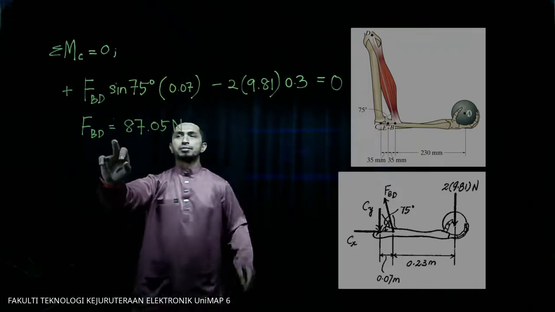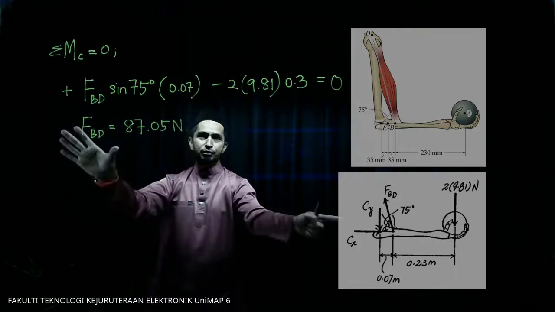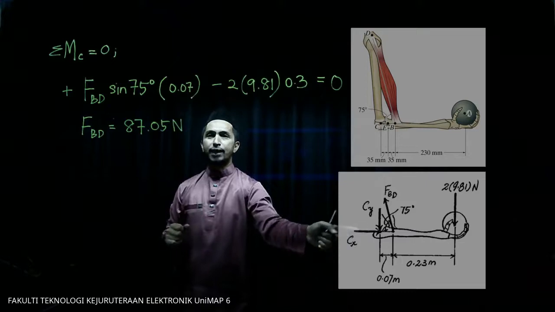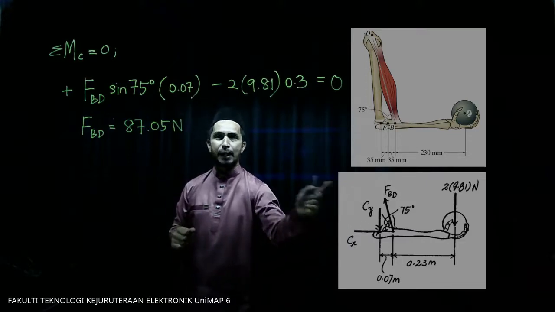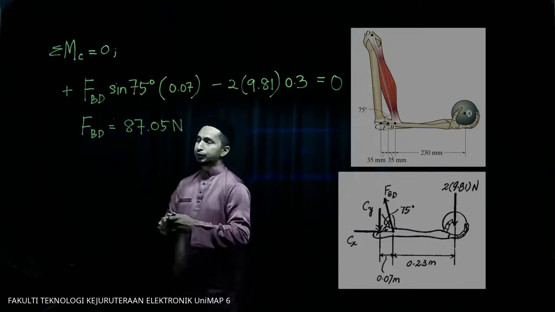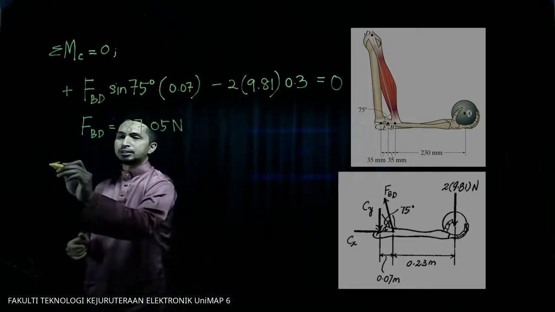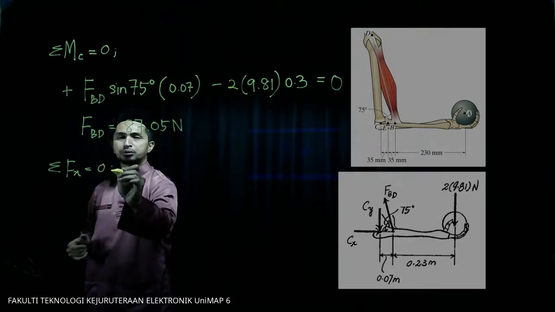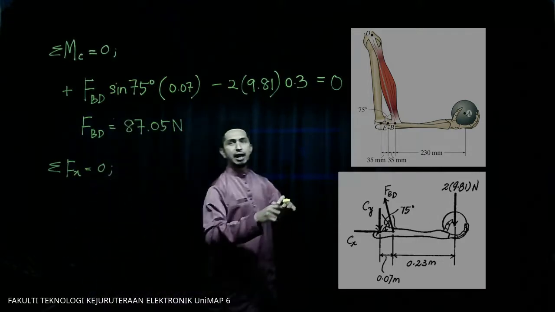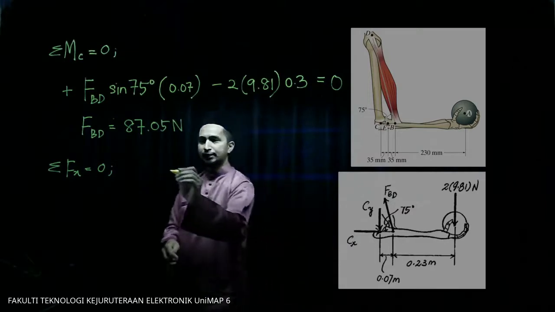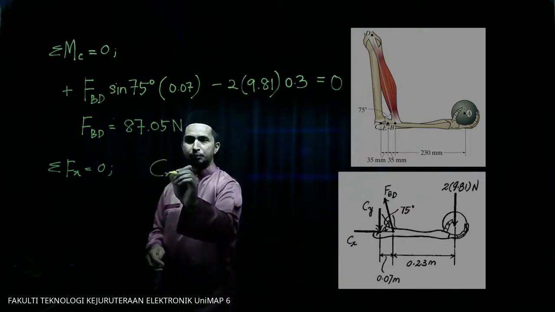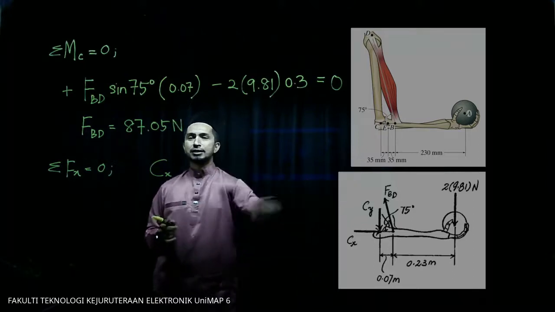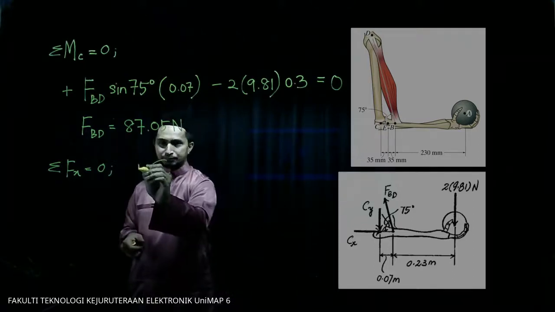Okay, this is the first step. So now you have solved FBD from this figure. The second question, we need to find CX and CY. For CX, of course, summation of FX equal to 0. What do we have in X directions? We have CX, because I assume CX going to the right hand side, meaning that CX is plus.